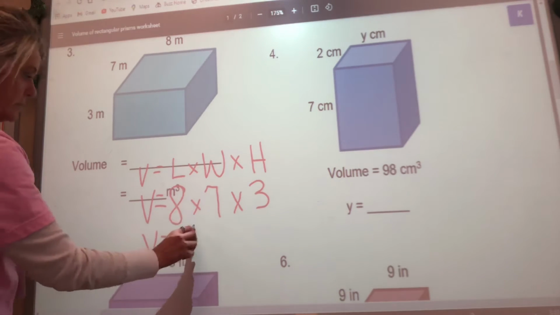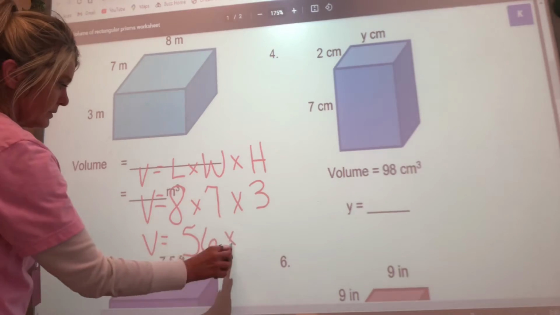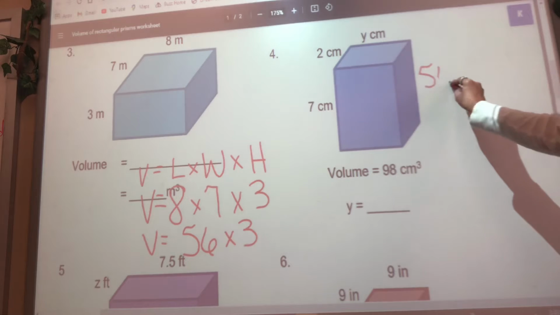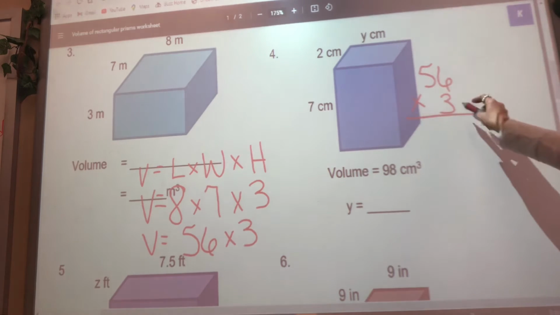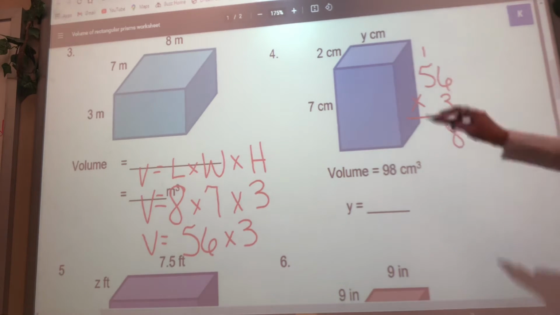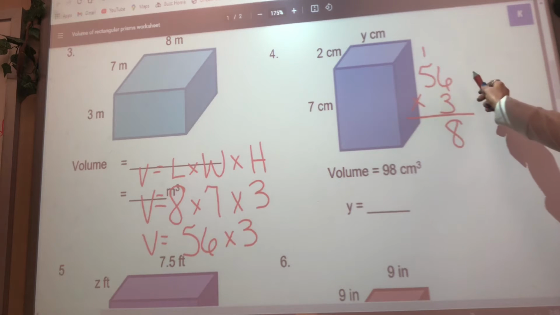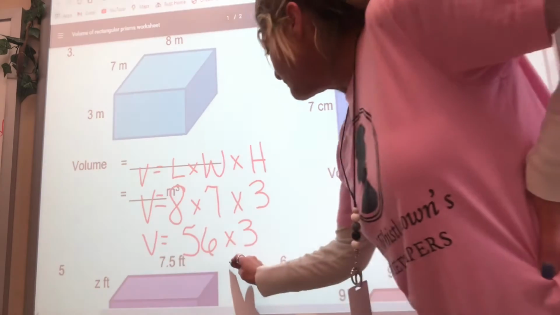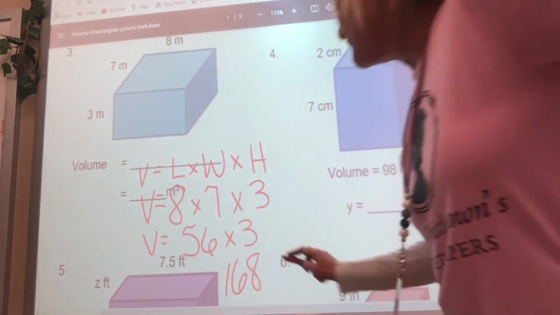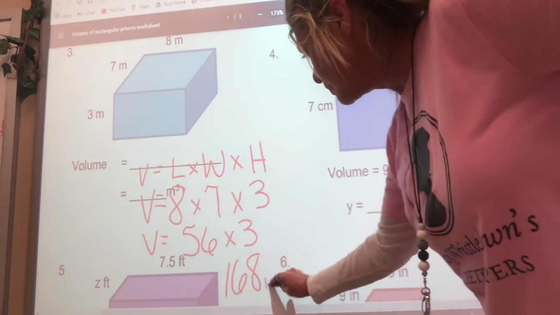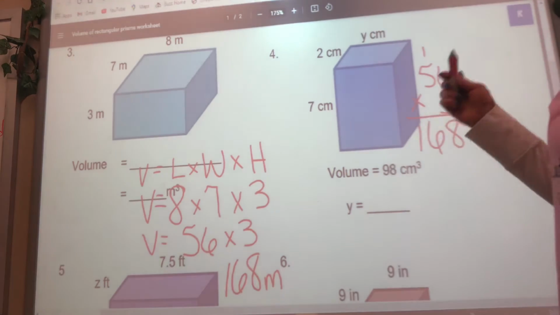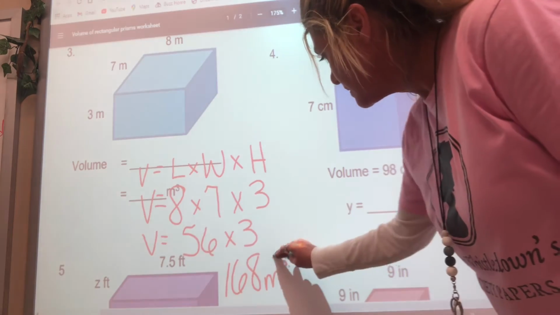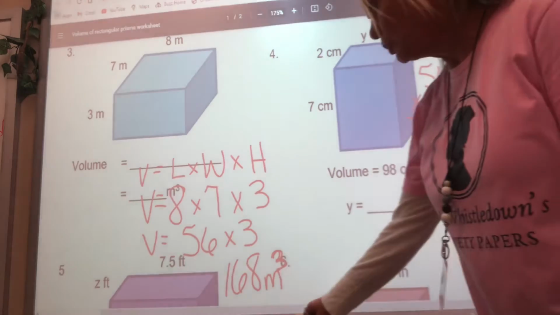So 8 times 7 is 56. And then go to the side to do your 56 times 3. 3 times 6 is 18. Carry your 1. 3 times 5 is 15, plus the 1 that we carried is 16. So our volume is 168. We were dealing in meters. And remember, since they were asking us for the volume, you're looking for the one that has the 3 on it, the one that is cubed.